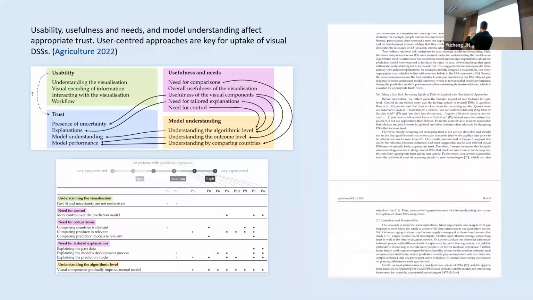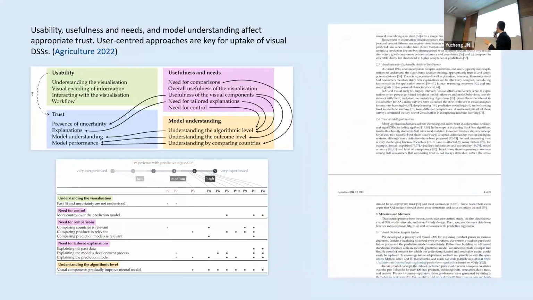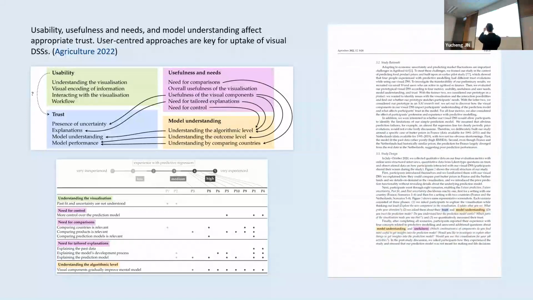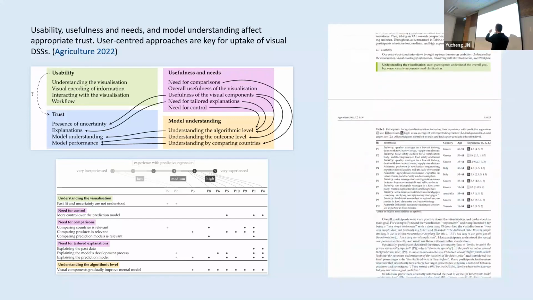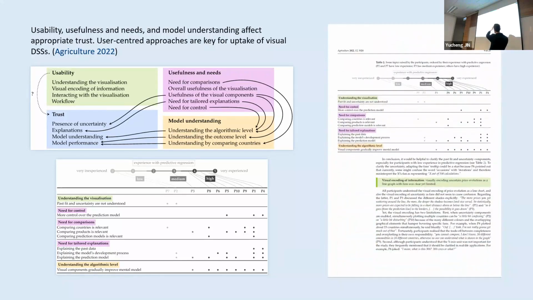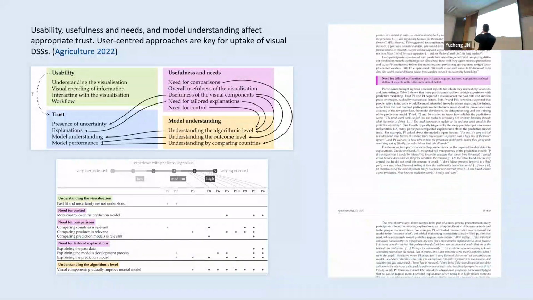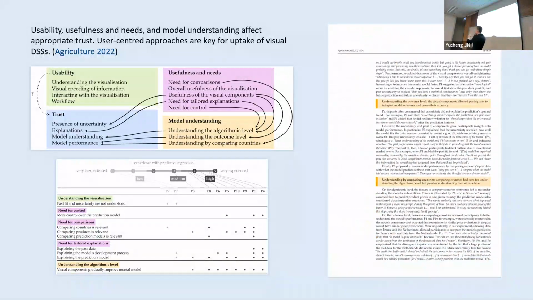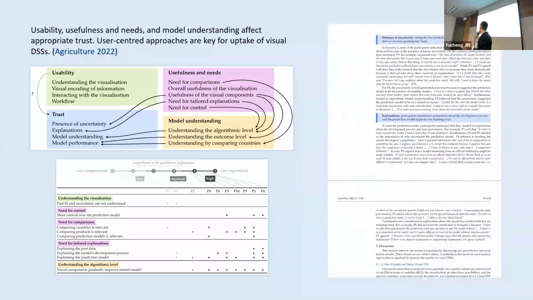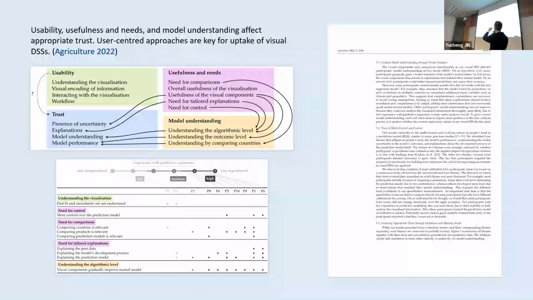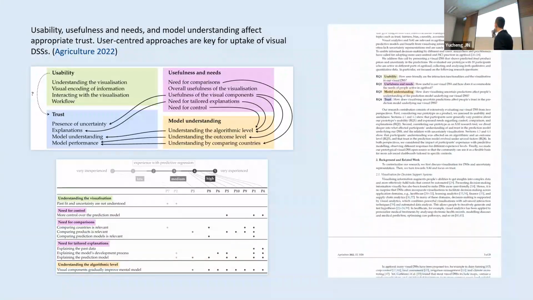And when I mapped out all these different themes, I found several links. So for example, there was a need for control. And if they had that control, then they would better understand the model. So there's a line from need for control to understanding the algorithmic level. And that led to more trust because of model understanding. So it's this chain of different things, which shows that a lot of things start with the usefulness and the needs, right? A lot of these arrows are starting in the purple box.